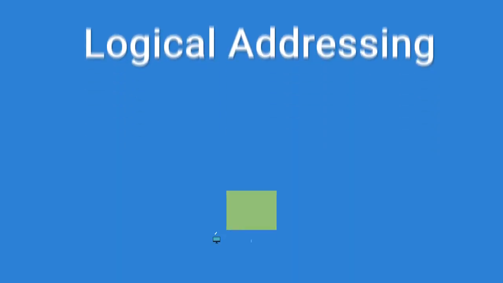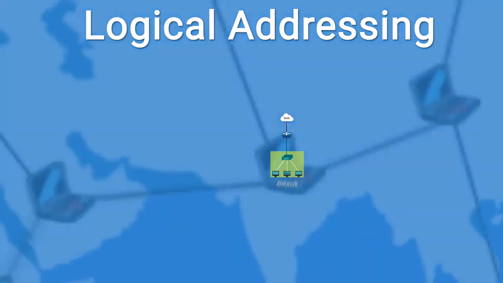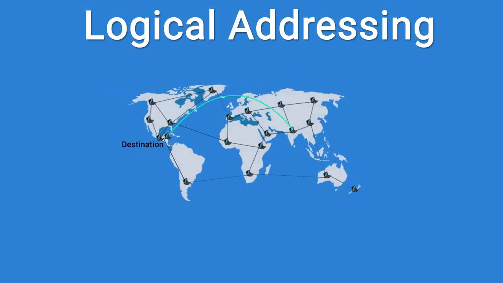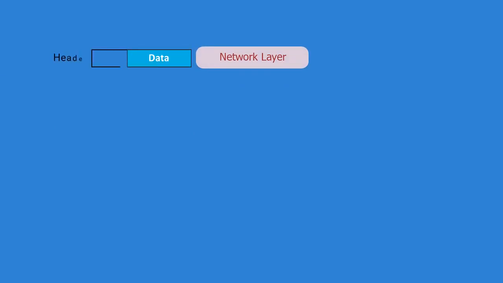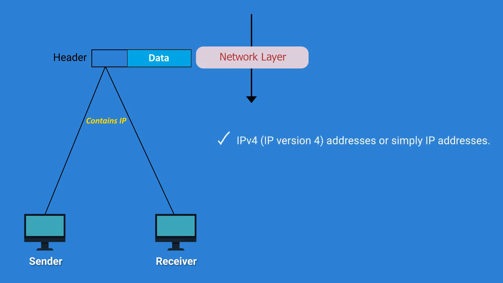Logical addressing. The data that has been sent from a source computer may pass through many LANs and WANs to reach the destination computer somewhere else in the world. To achieve this, we need a global addressing system called logical addressing or IP addressing. The network layer adds a header to the packet coming from the upper layer. This header contains the IP addresses of the sender and receiver. These addresses are referred to as IPv4, IP version 4 addresses, or simply IP addresses.